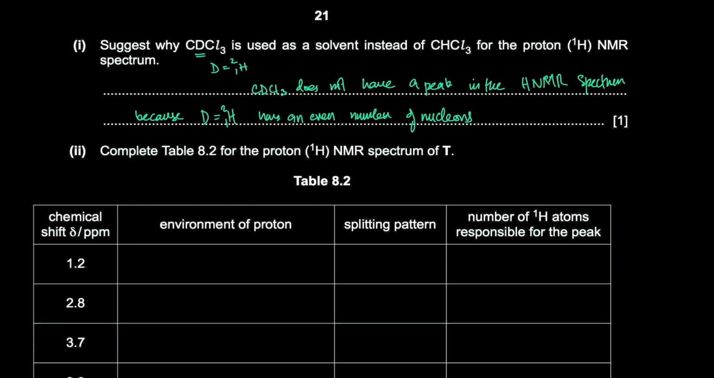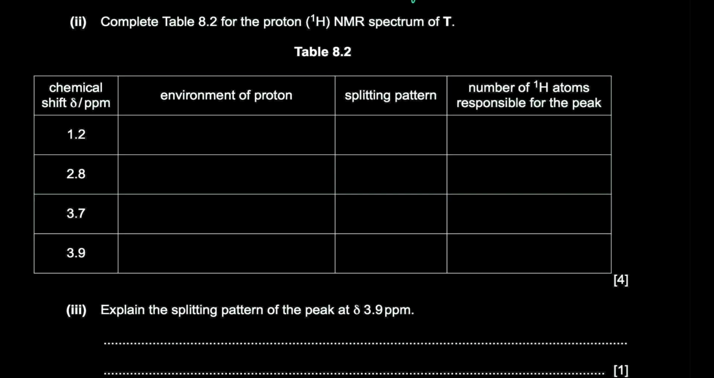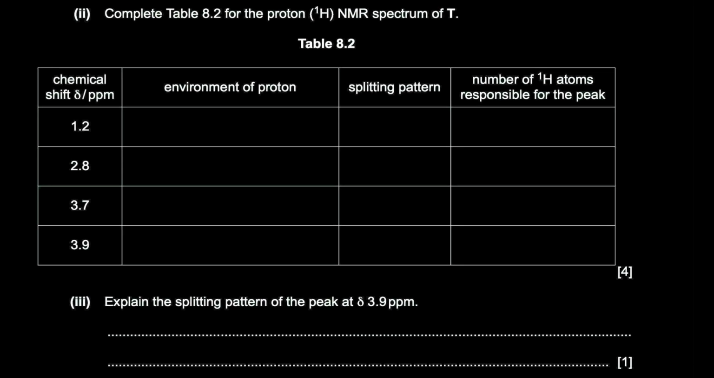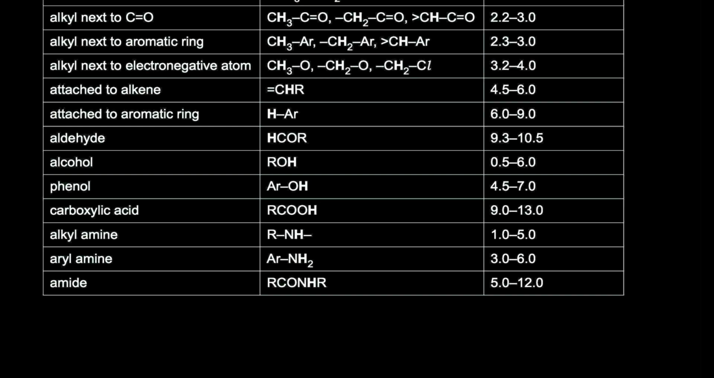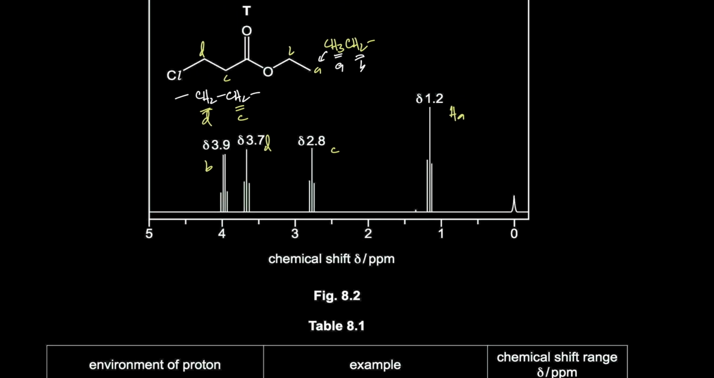All right. So we have to complete table 8.2 for the proton NMR spectrum of T. So at 1.2 we had the alkane proton. The splitting pattern in this case was a triplet. Going back to the spectrum, the splitting pattern is a triplet, and the number of protons is 3, so that's the relative peak area.